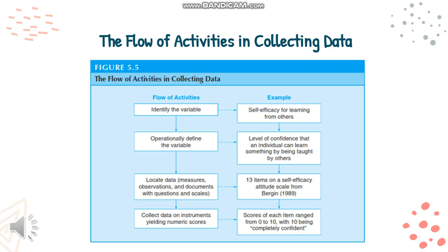And then for the flow of activities, locate the data. The example is 13 items on a self-efficacy attitude scale from Bergin 1989. And in the flow of activities, collect data on instruments yielding numeric scores. The example is scores of each item range from 0 to 10, with 10 being completely confident.